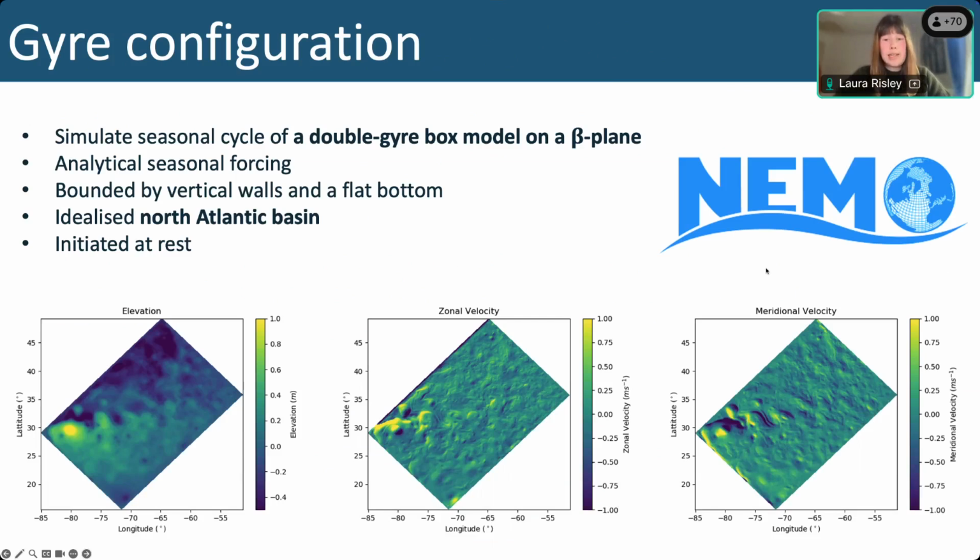And we're representing an idealized North Atlantic basin. So we're eventually developing a westerly boundary current and the Gulf Stream. And it's initiated at rest. And these are just some plots here of some of the model output after the gyre configuration has been spun up.